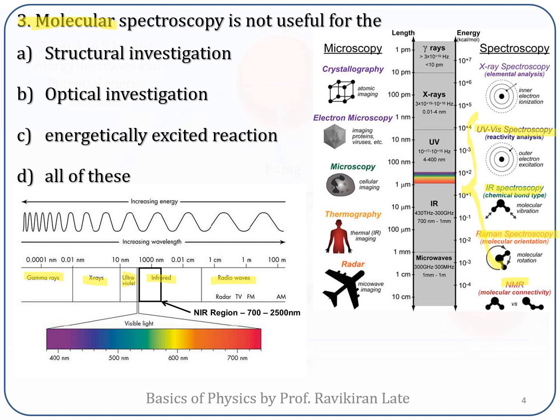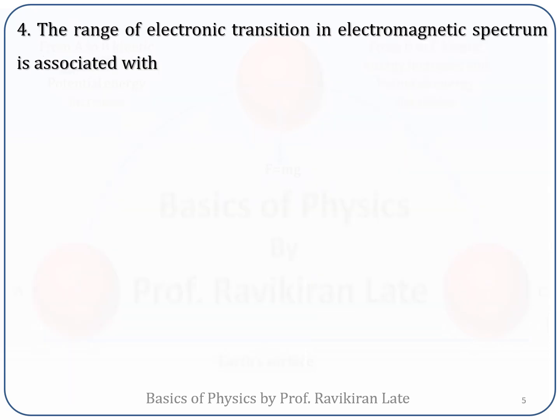In this case, if you look at the options, it is a structural investigation, which is generally done by X-ray spectroscopy or X-ray diffraction, which occurs in the crystallography area, or optical investigations, that we call electron microscopy, which is a part of microscopy techniques. So in all these options, molecular spectroscopy is not useful. So it is option D which shows the correct answer for this question. Question number 4.